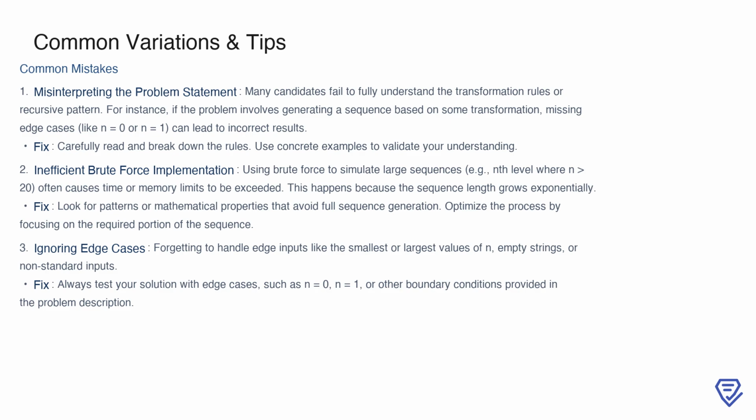Next, a brute force approach to simulate large sequences, such as when n is greater than 20, is highly inefficient. The sequence grows exponentially, which can easily exceed time or memory limits. Instead, look for repetitive patterns or mathematical properties that allow you to compute only the part of the sequence you need. Finally, ignoring edge cases is another frequent pitfall. Inputs like the smallest or largest values of n, empty strings, or other boundary conditions can lead to unexpected issues. Test your solution thoroughly with these scenarios to ensure robustness.